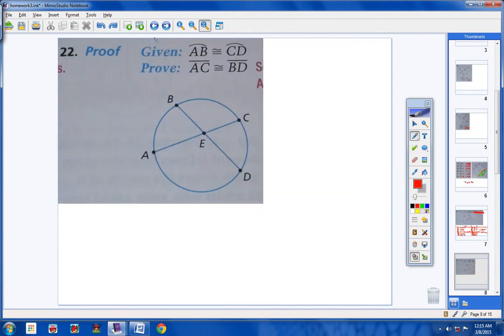Alright, number 22, we're given that arc AB equals CD. Let's go and put that on the circle. So this arc is congruent to this arc. Prove that AC, this arc here, is congruent to this arc here, BD.